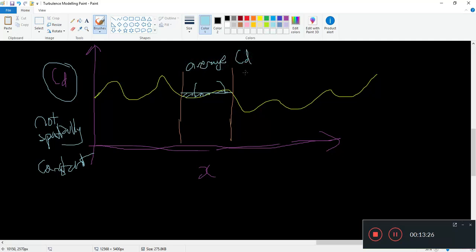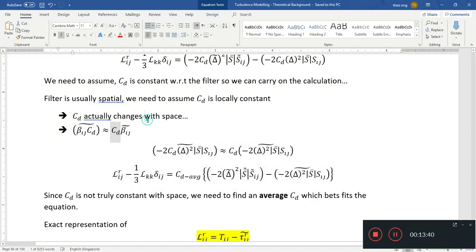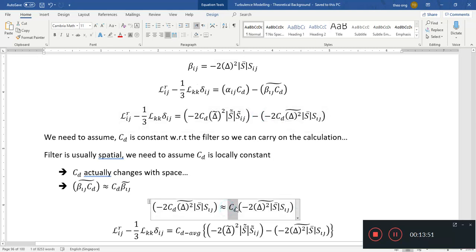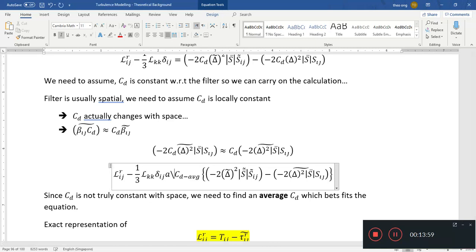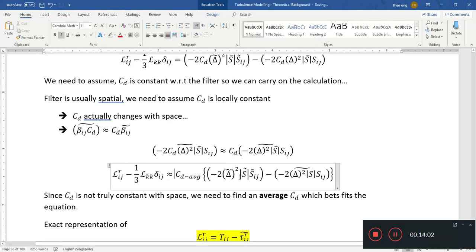You get the average CD, and that will be your CD for this filter width, and this is the test filter width. That's what we are seeing here, and that's an assumption we make. So we can approximate this messy term here, and we bring the CD out, so that we can approximate this left term as this right term. They're not exactly equal. Of course, there will be an error.